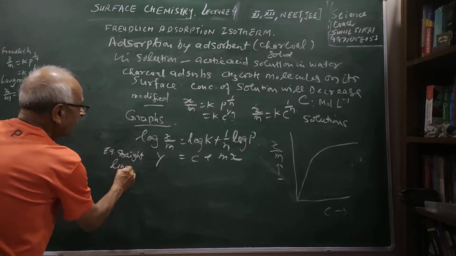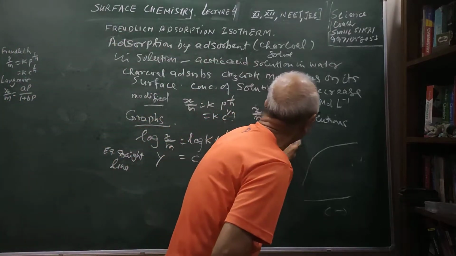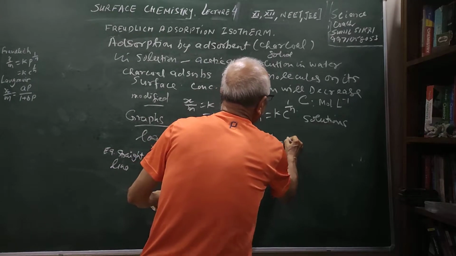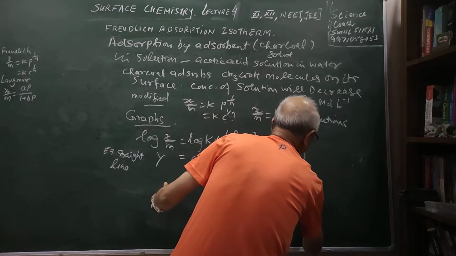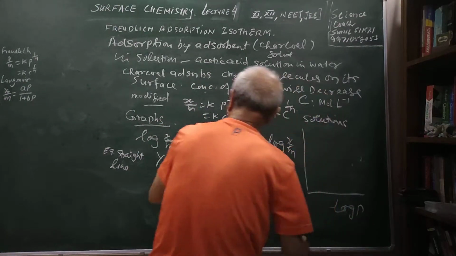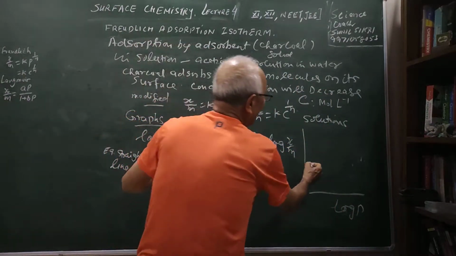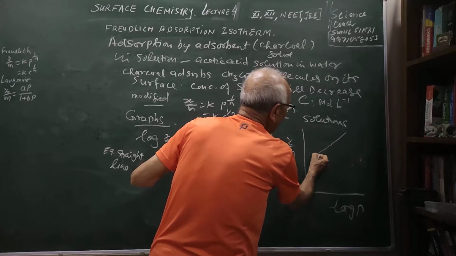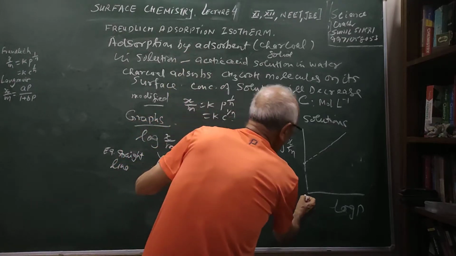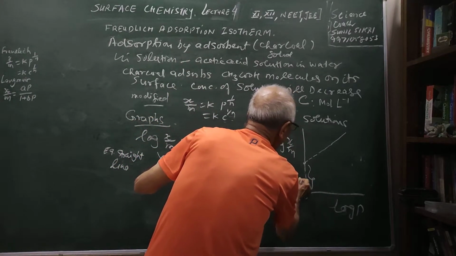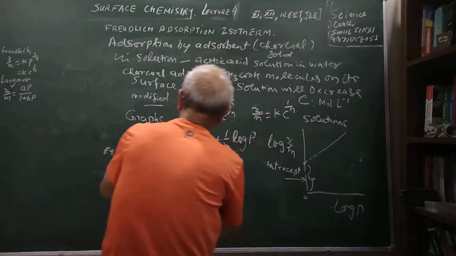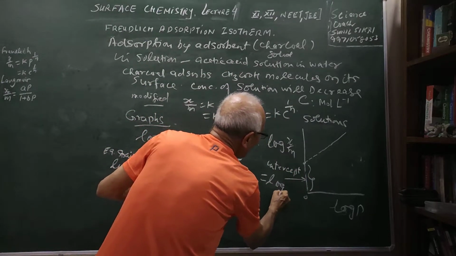That means if I make a graph of log of x by m versus log of p, students, what will it be? It will be a straight line. So when log p is 0, this is my intercept. Intercept will be equal to what, students? According to this straight line, intercept will be equal to log of k.